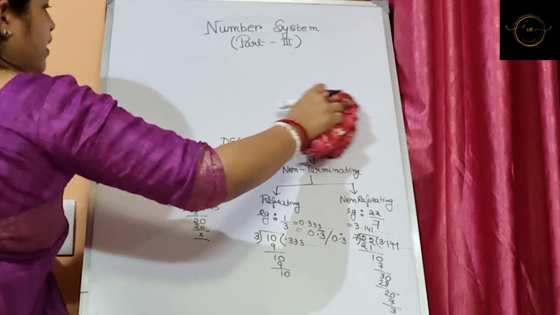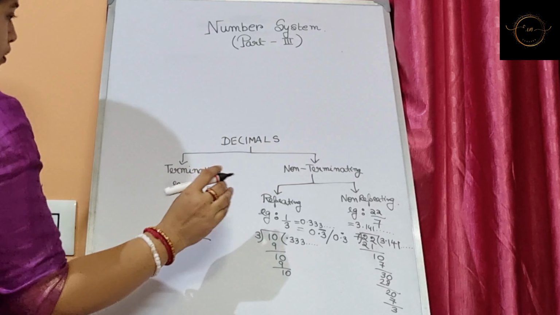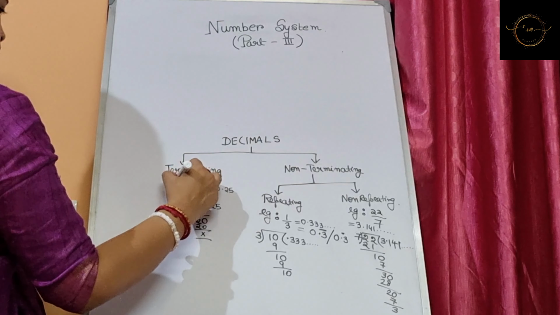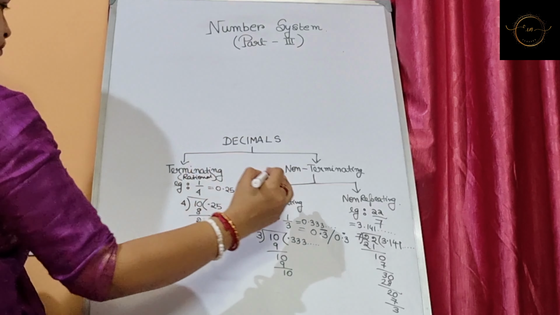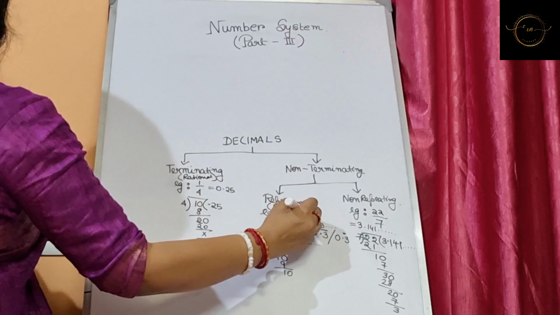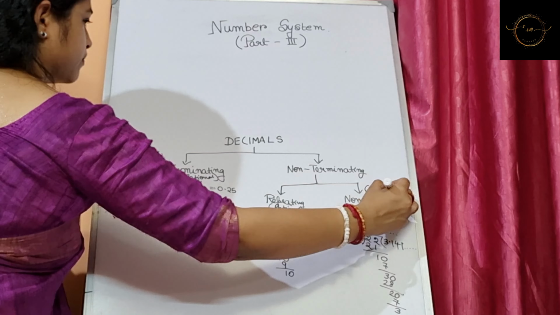I'm clearing the upper part. Now you have to understand this, and you also have to remember that terminating is rational. Repeating is also rational, and non-repeating is irrational.